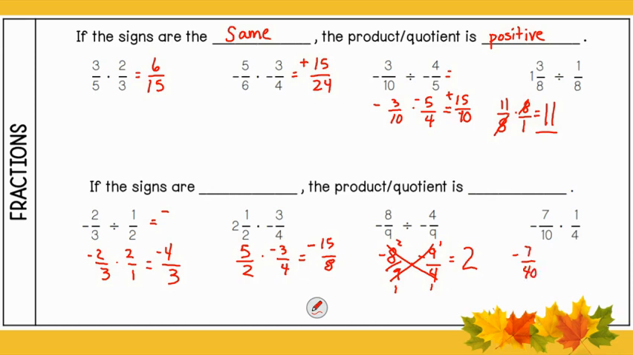So with the patterns that we're looking at, if the signs are different, then that means the product or quotient is negative. Product or quotient, right? So did I do that right? Negative and a positive is negative. Positive and a negative is negative. Negative and negative, go back up here, is positive. Negative, positive is negative.